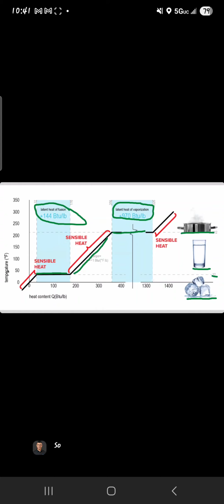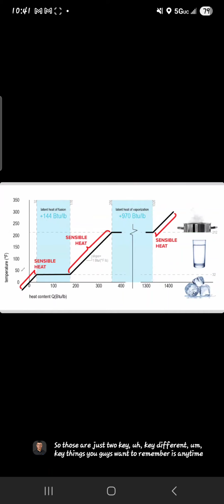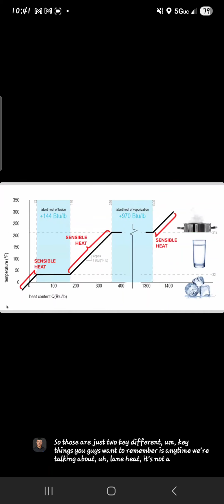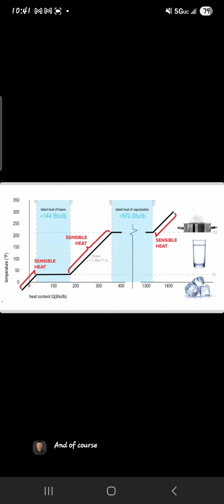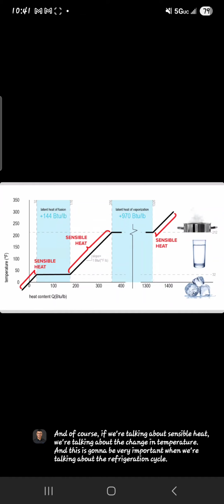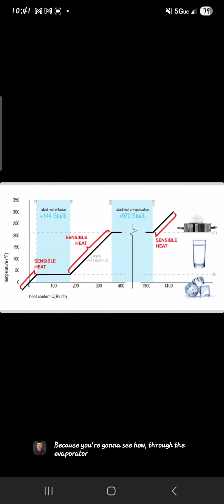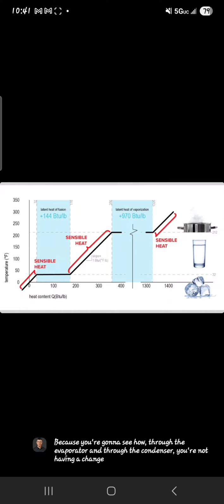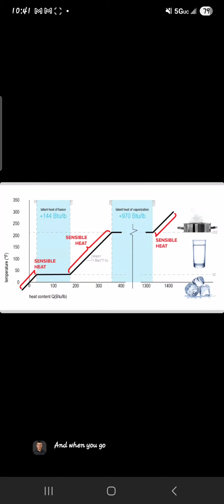So those are just two key things you guys want to remember: anytime we're talking about latent heat, it's not a change in temperature, it's a change in state. And of course, if we're talking about sensible heat, we're talking about the change in temperature. And this is going to be very important when we're talking about the refrigeration cycle, because you're going to see how through the evaporator and through the condenser, you're not having a change in temperature, you're having a change in state. And when you go through the compressor and expansion valve, we're talking about change in temperature. But we're going to talk more in detail when we get to the refrigeration cycle.